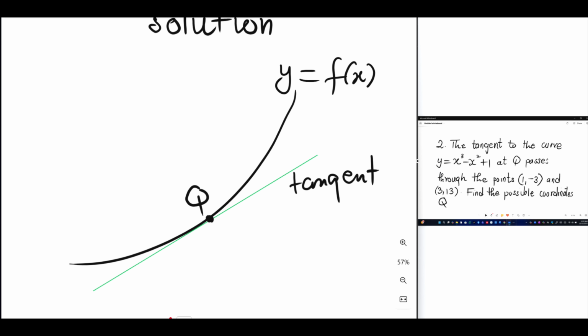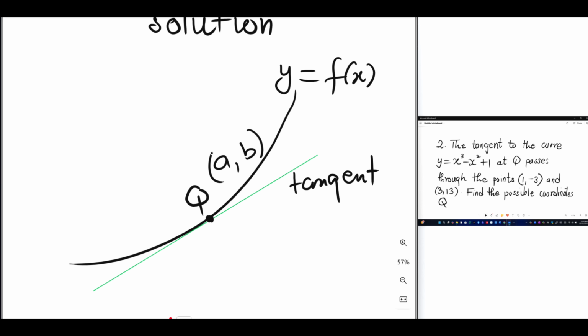Okay, the point is Q. So we have the tangent to the curve y is equal to x cubed minus x squared plus 1 at point Q. So this is where the line touches the curve. All right, so we have it as Q, but we don't know the coordinates. So we can put (a, b) as the coordinate of point Q.